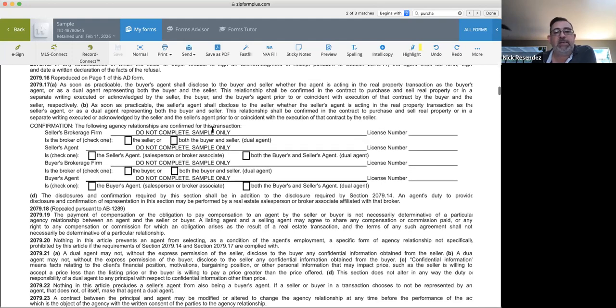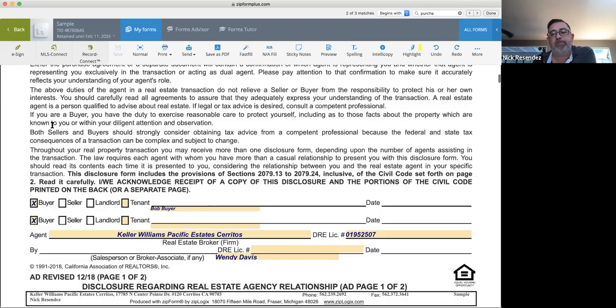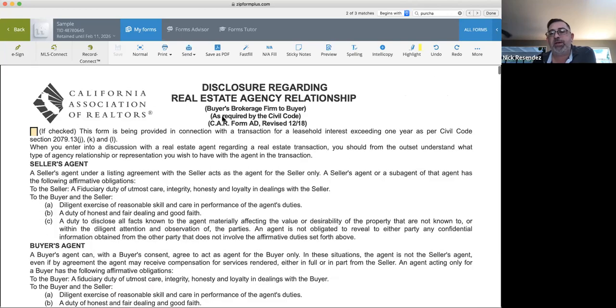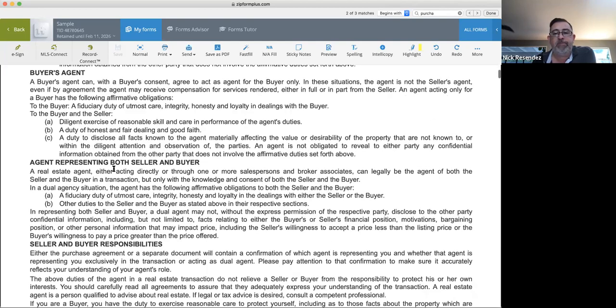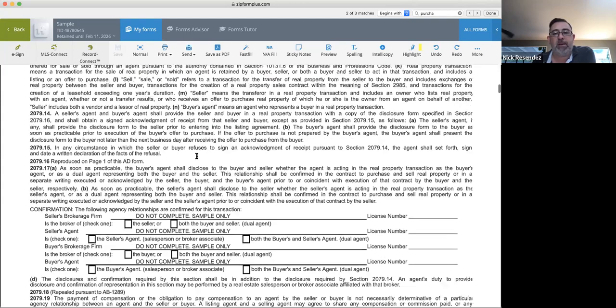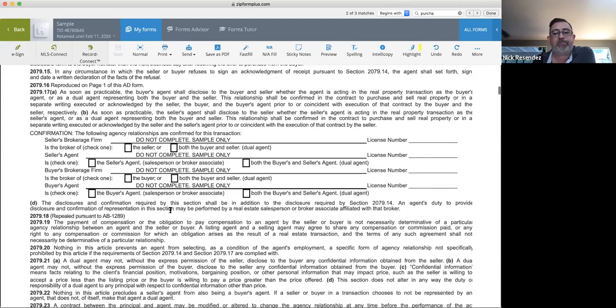There's a section here that says, "Do not complete, sample only." I want you to take a little mental photograph of this section right here, because it's going to come up again on the first page of the contract. It's talking about confirming relationships. This is a disclosure about relationships. This is not us confirming that we are the agent of the buyer at this point, okay? The confirmation happens in a paragraph that looks similar to this.